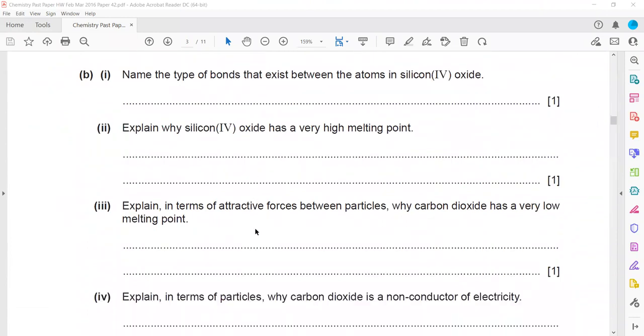Name the type of bonds that exist between atoms of silicon in silicon 4 oxide. Silicon belongs to group 4, so it is a non-metal. Oxygen belongs to group 6, that is also a non-metal. Whenever two non-metals are linked together, they will always have covalent bonding. So the type of bonding will be covalent.